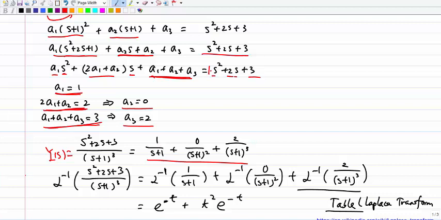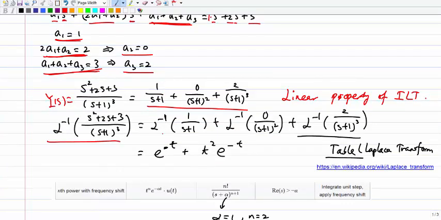Now here we use the linear property of the inverse Laplace transform, which means the inverse of Y(s) is the sum of the inverses of the three individual components. The inverse of the second one we don't care about because it is just 0. The inverse of the first one is basically given by e to the minus t. It's fairly easy to figure out. As a matter of fact, you can also find a table.